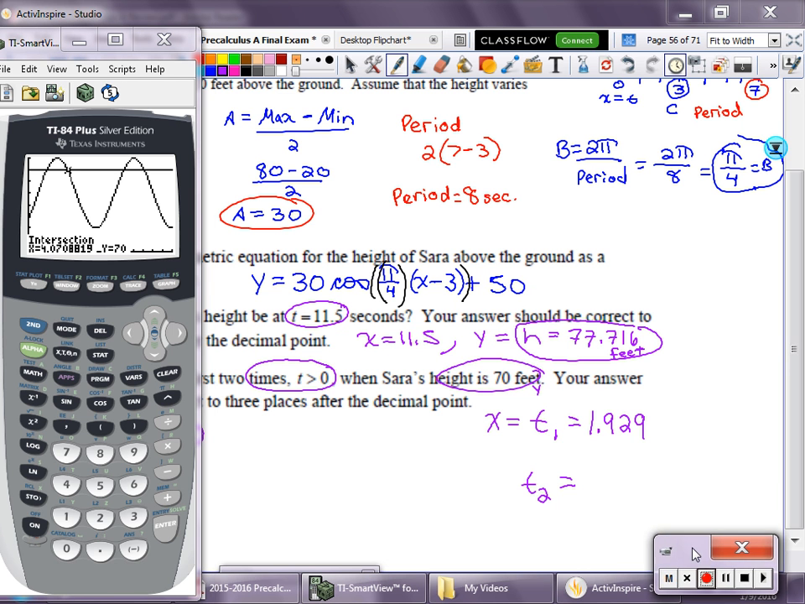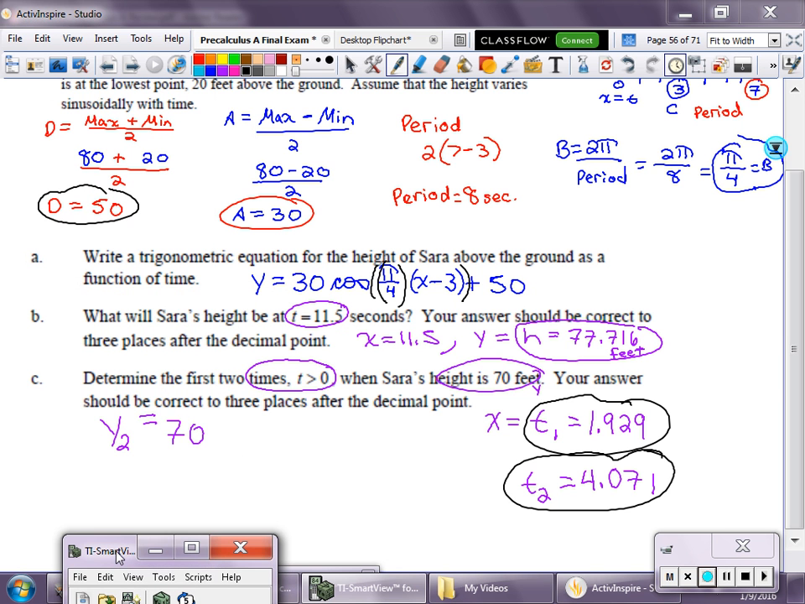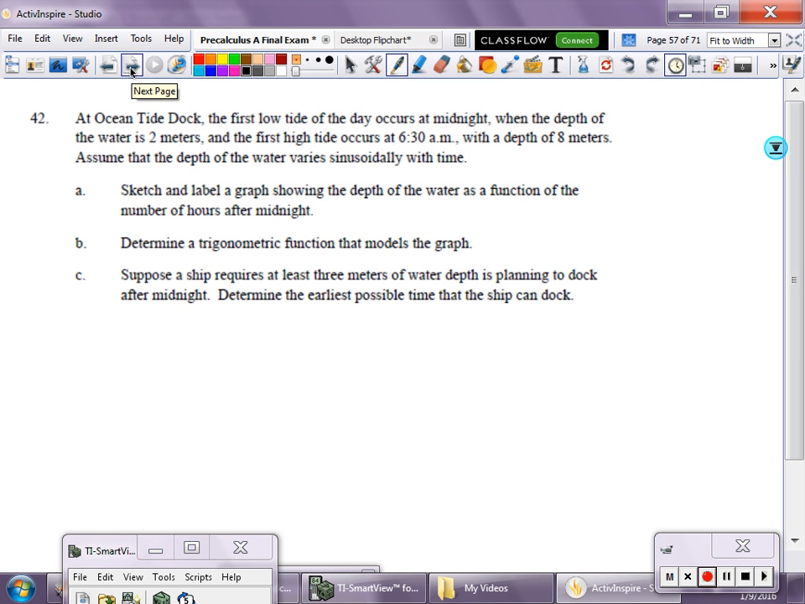Our second value is 4.07. Now I'm going to hesitate to look. That 0 is going to become a 1 because the 4th digit is 8, which rounds up. And you have your 2 measures for time. Okay, done. Let's move this down, and we've answered all of these questions, A, B, and C. On with the next one.